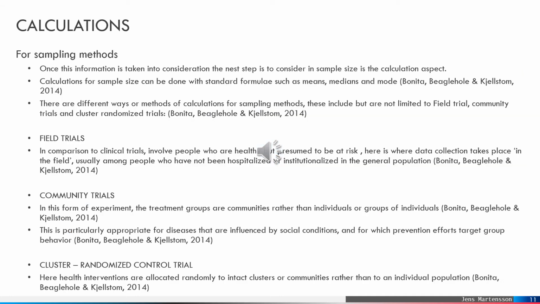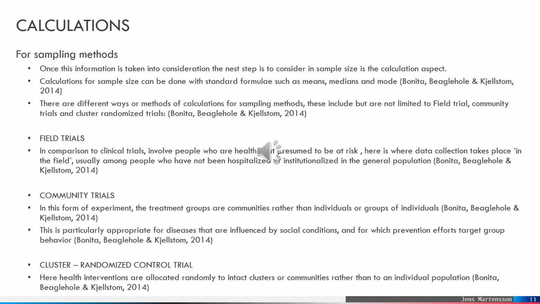Calculations. For sampling methods, once this information is taken into consideration, that is, the sampling methods, the next step to consider in sample size is the calculation aspect. Calculations for sample size can be done with standard formulas such as means, medians, and mode. There are different methods of calculation for sampling methods. These include, but are not limited to, field trials, community trials, and cluster randomized trials.